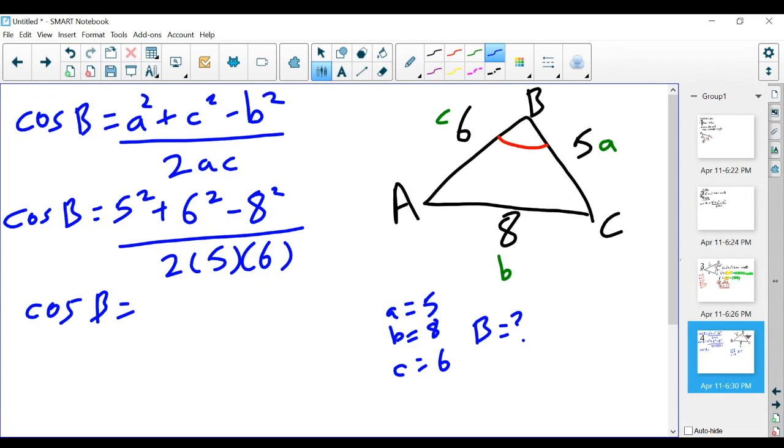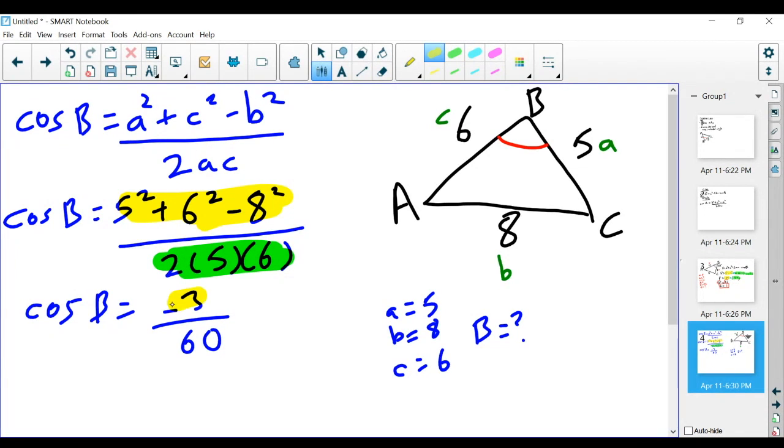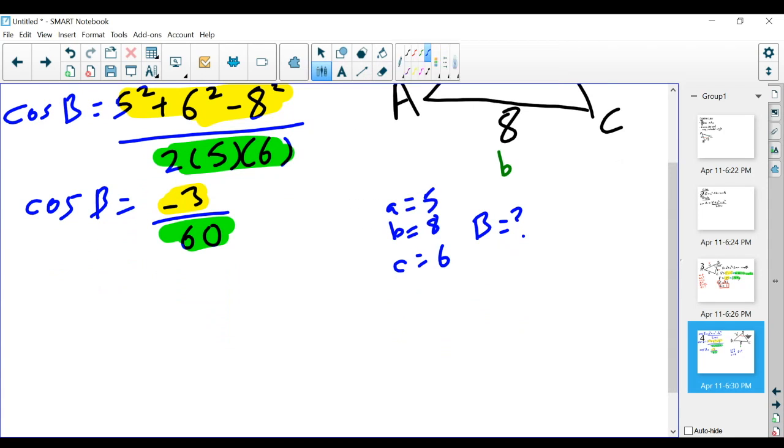So again, I'd recommend that you do these separately. 5 squared plus 6 squared, that'll be 25 plus 36, so that's 61. And 61 minus 8 squared, which is 64, so I'm going to have a negative 3 up top. And divided by 2 times 5 times 6, that's 10 times 6, gives you 60. And what I just did was I took the top, did all of that, did the bottom, and I get these results. So I keep them very separate. So I get negative 3 over 60. And then I'm going to simplify a little bit.